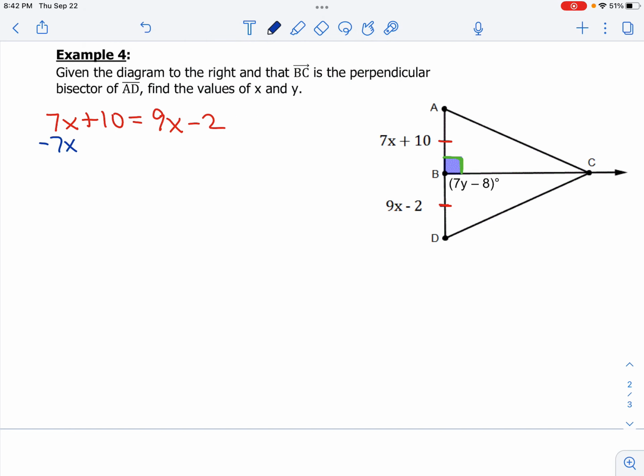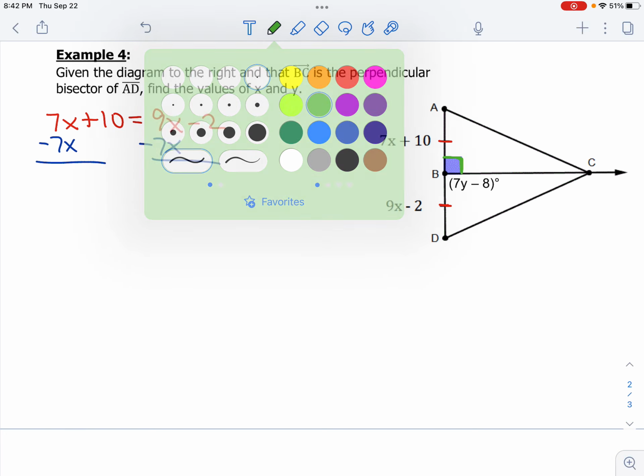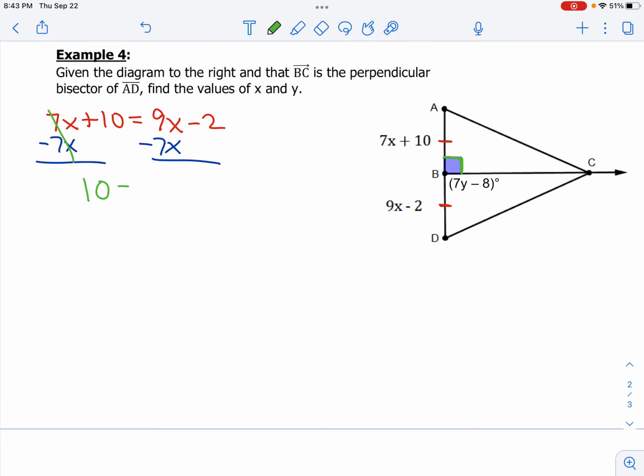Again, there's a couple options on how to start the problem. Everyone knows that I'm so positive, so I have to make my variables positive or else I can't sleep at night.